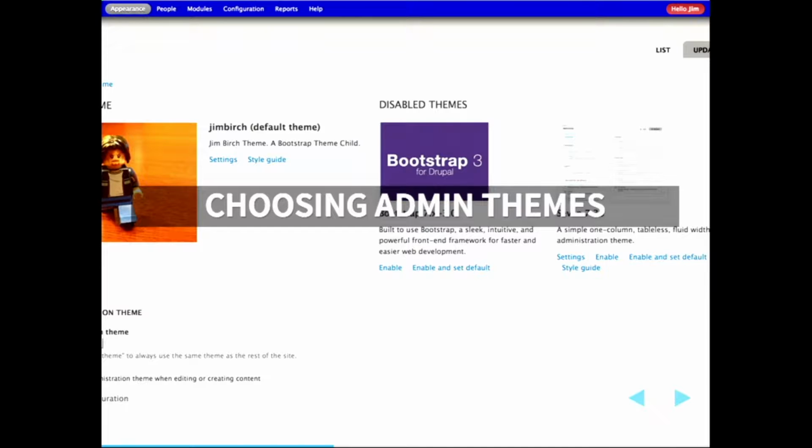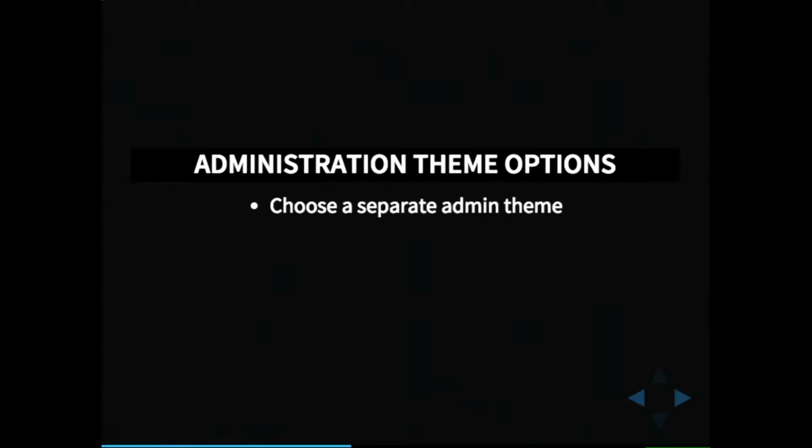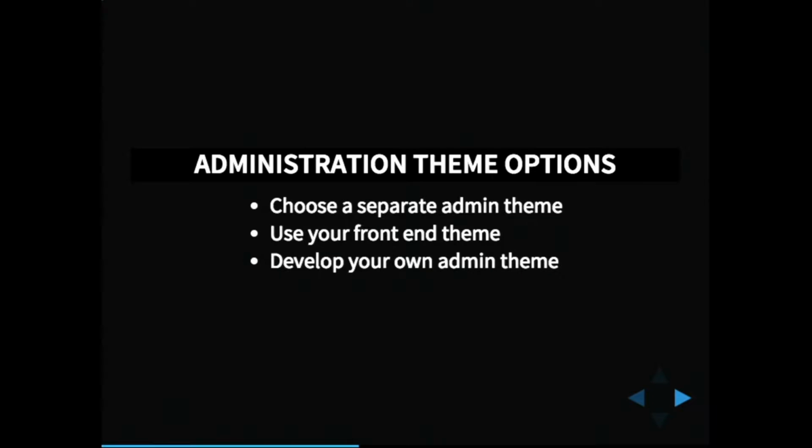But here, the screen's getting a little truncated. On your theme screen, you have your default theme, and then you have your other themes that are installed. I use Bootstrap and then put my own theme on top of it as a child theme. And then you have your admin theme, which is set over here. You can use your own, a separate admin theme. You can use your front-end theme as your admin theme. You don't need to have an admin theme. You can develop your own admin theme, or you could use a separate theme altogether.